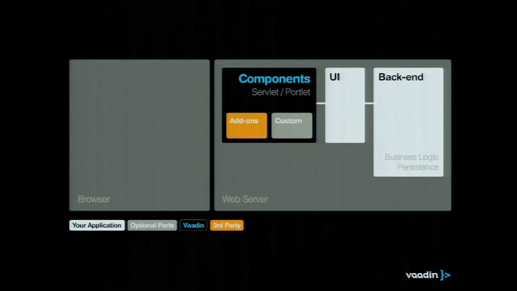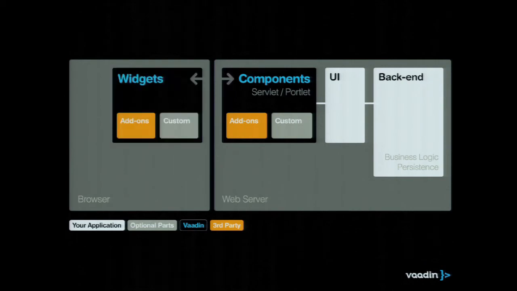So interesting part is that you can actually add components here on the server side as well. So in most cases, your application is built out of components. You build your custom components, and then you have these add-on components. And these are just Java components, like plain old Java objects that you can use from your user interface. And in the end, it gets deployed as a portlet or servlet.